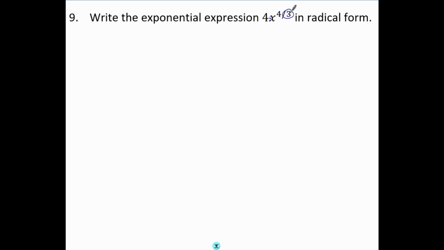So the denominator is going to be your index. So I had this x here, and the index is going to be cubed, or 3, because that is the denominator in this exponent. And then the exponent on top of the x, the power it's getting raised to, is the 4th power. And we don't want to forget this 4 out here. This is still getting multiplied by 4, but this is the expression written in radical form.